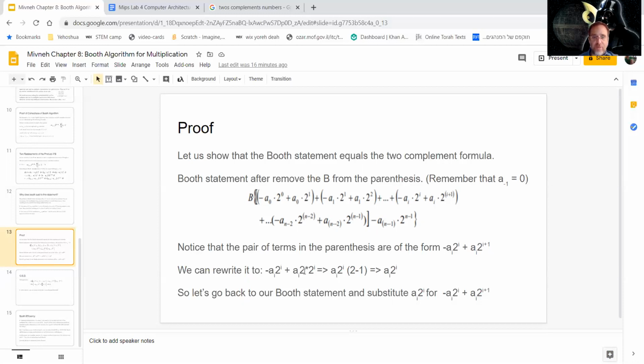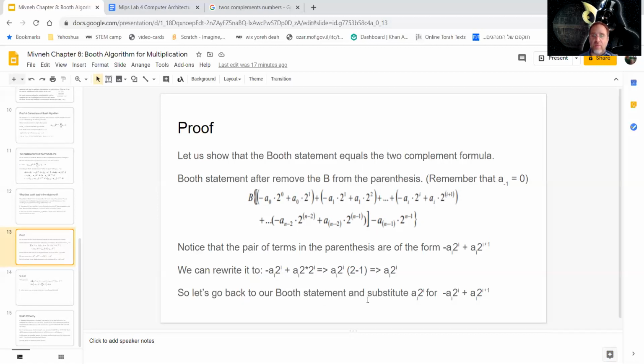So once I did that, I now see that there's a 2 to the I in both parts. So I can take it out. And then what I'm left with is negative 2, sorry, is -1. This becomes -1 plus 2. So -1 plus 2 is 2 minus 1 is 1. So each of these elements turns into a of I, a at location I, times 2 to the I. So I can just get rid of all of these things and replace them by this thing.